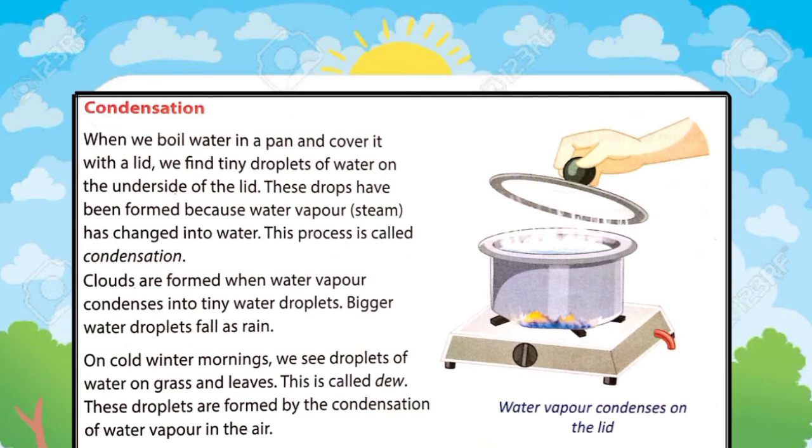Even clouds are formed when water vapor condenses into tiny water droplets. Bigger water droplets fall as rain, and on a cold winter morning we see droplets of water on grass and leaves, and this is called dew, and these droplets are formed by the condensation of water vapor in the air.